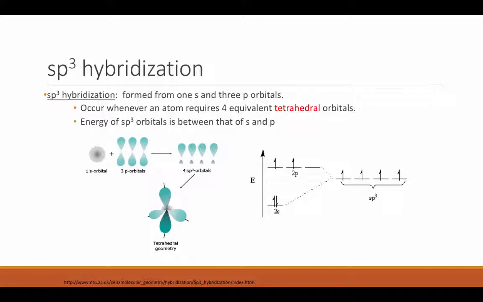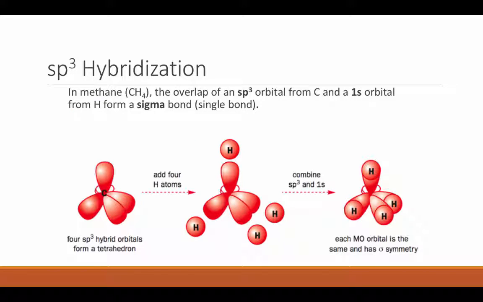Again, as we said, the energy of the sp3 orbitals will be between that of the original s and p. You'll notice that these ones are closer to p since they're made up of 3 p and only one s. Looking at the final piece of the puzzle here, let's see how this allows for orbital overlap. The overlap of the sp3 orbital from carbon and the 1s orbital from hydrogen will form a single bond. These are often called sigma bonds because they're end-to-end overlaps of atomic orbitals.